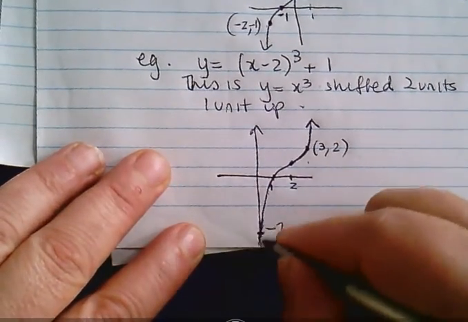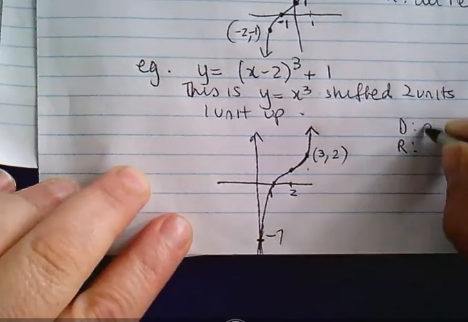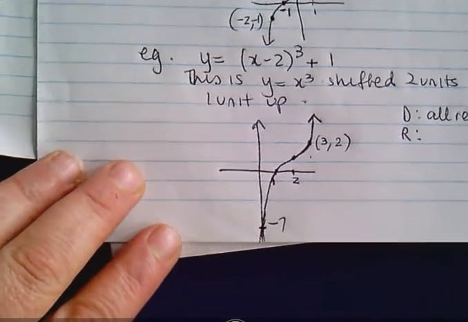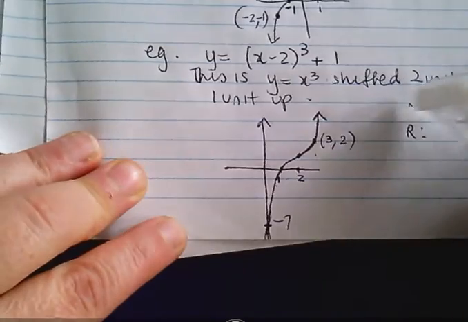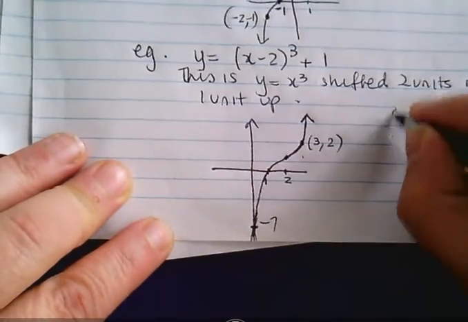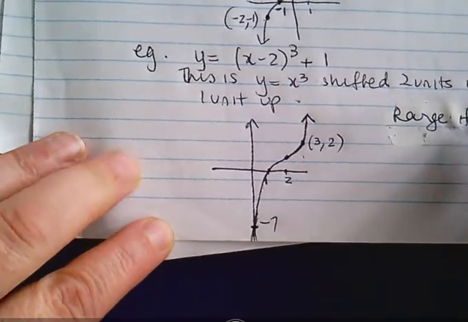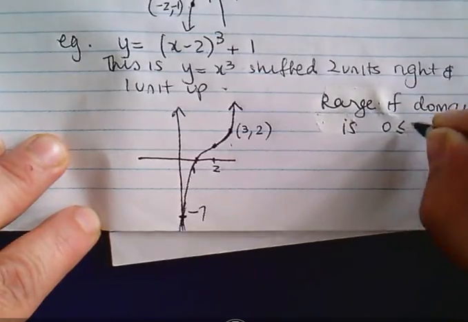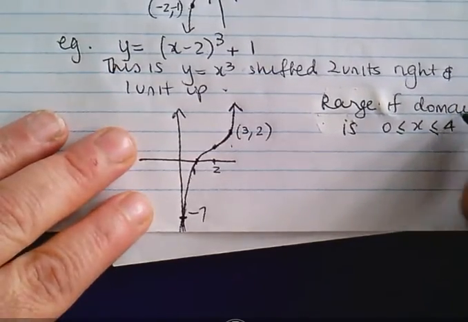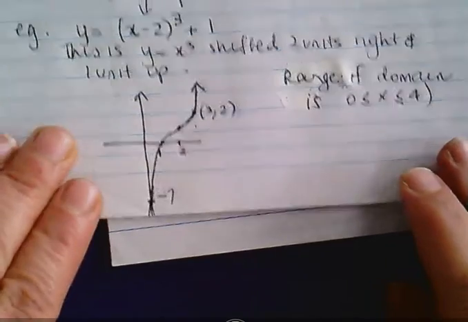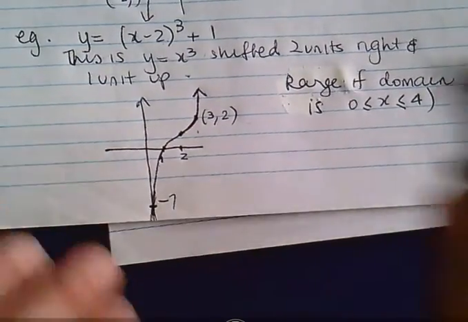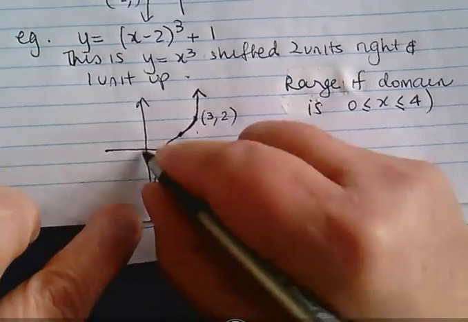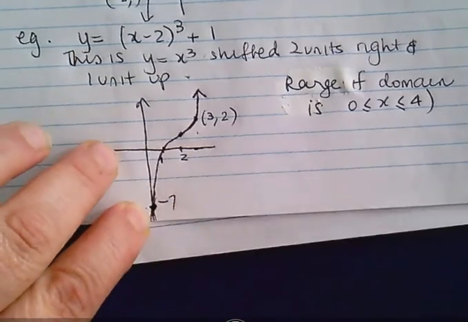Actually, I might just do it on this one. Can you give me the range if the domain is 0 less than or equal to x less than or equal to 4? I want the range if the domain is from 0 to 4. Well, I've already done one of the points, do you see? I know that when x is 0, y is negative 7.